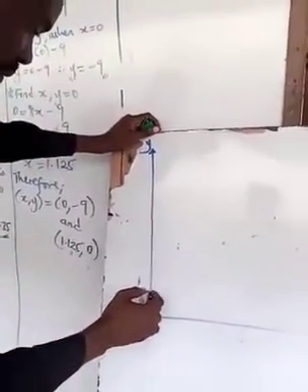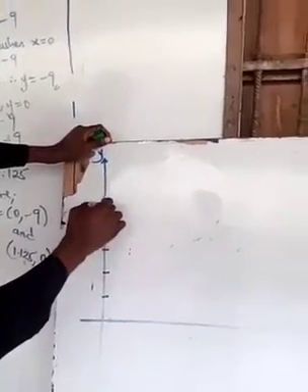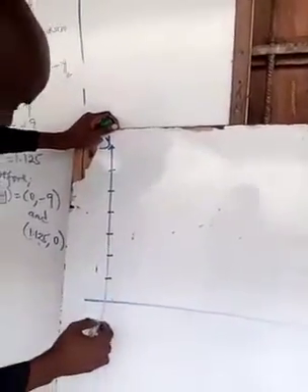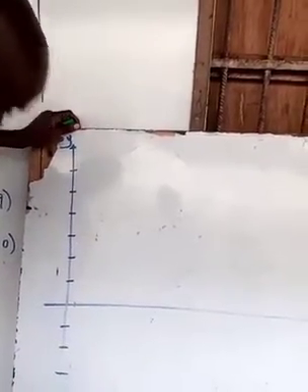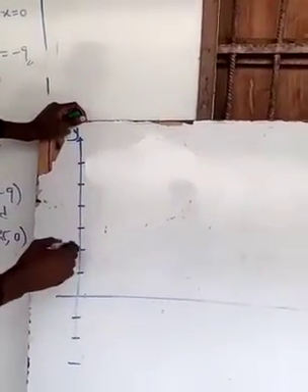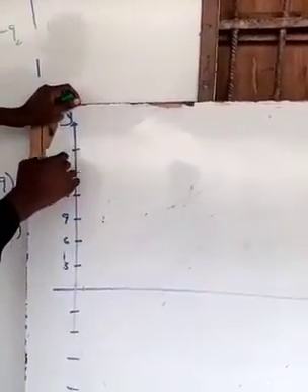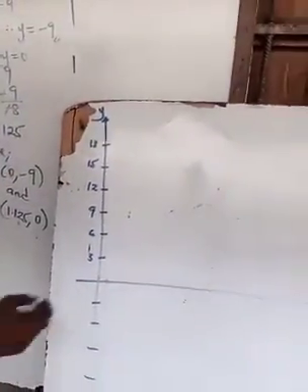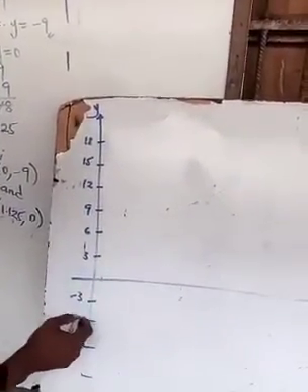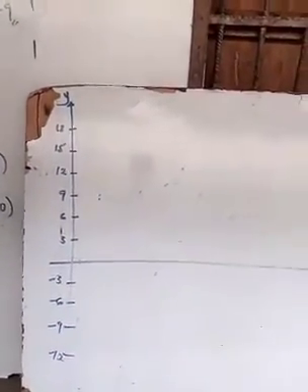So we have 1 2 3 4 5 6, 1 2 3 4. So this is 3, 6, 9, 12, 15, 18. I'm using 3 for the y axis. So this is minus 3, minus 6, minus 9, minus 12. That's for the y axis.